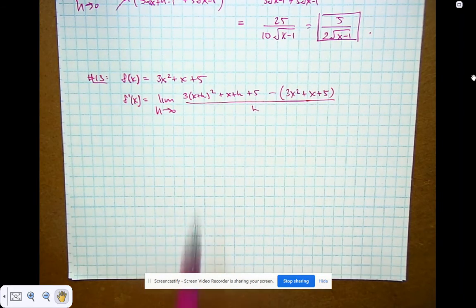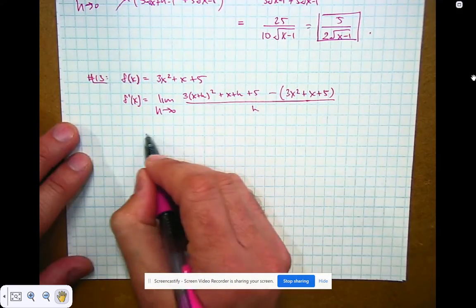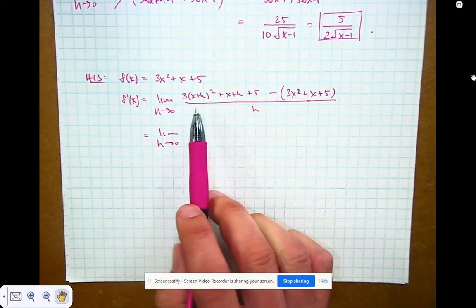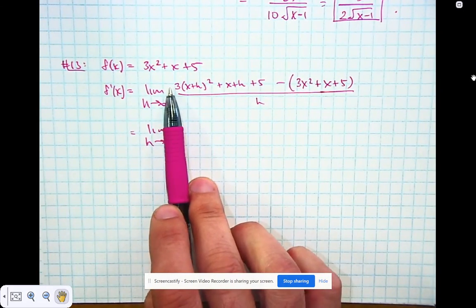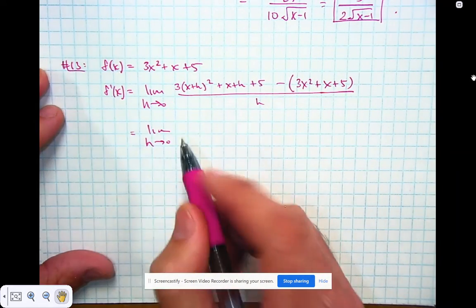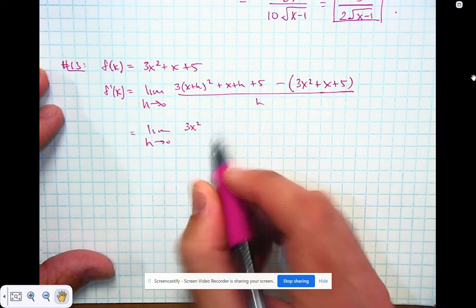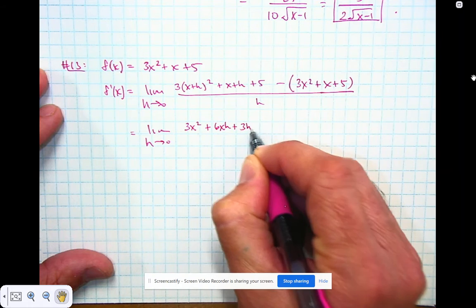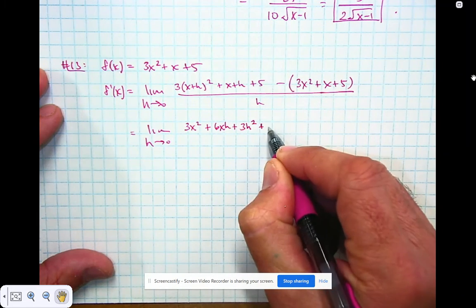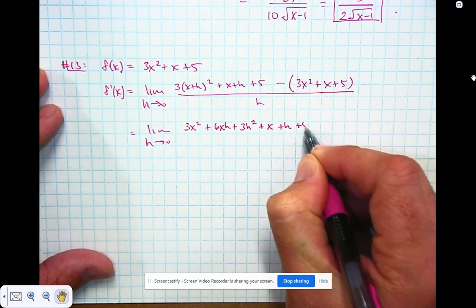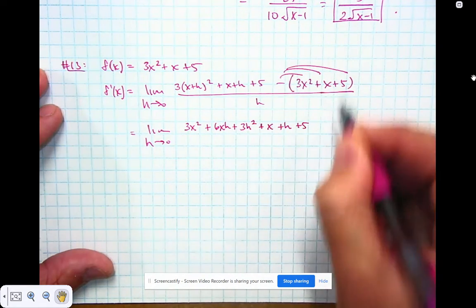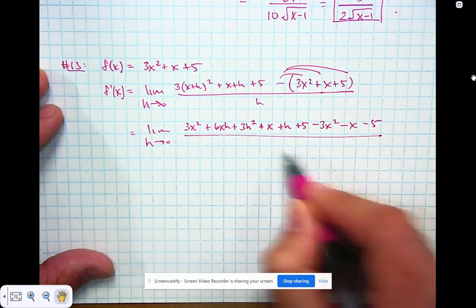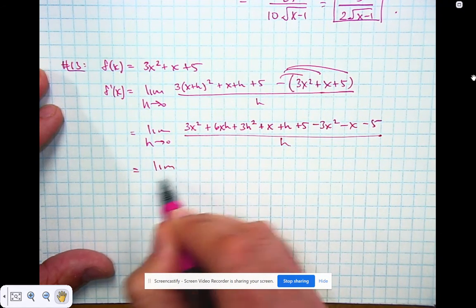Okay, now you have to be able somehow to do this. I'm going to obviously do this faster than probably you would because this is what I do for a living, right? I'm going to square that and distribute the 3 all at once. You should be able to figure out that that term is 3x squared plus 3 times 2x h's is 6x h's plus 3x, h squared. Then I've got plus x plus h plus 5. Then when I distribute, negative 3x squared minus x minus 5. It is all algebra. It's not terrible.